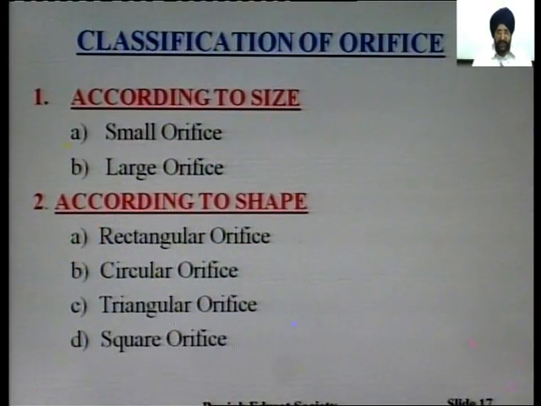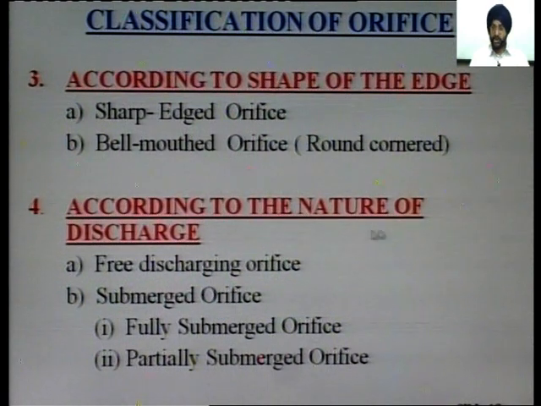Now, we have different types of orifices. There is a classification of orifice according to its size and according to its shape. According to size, we have small orifice and large orifice. According to shape, we have different geometrical shapes of orifices: rectangular, circular, triangular or square. We have a lot of shapes. According to the shape of the edge of the orifice, sometimes the edge is sharp, so it is a sharp edged orifice. Sometimes it is blunt, a bell mouthed orifice, or it is round cornered, not sharp.